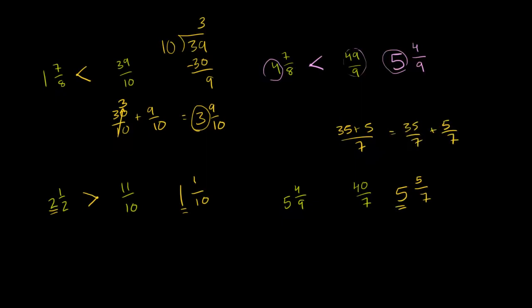This one is interesting because we have the same whole number out front on our mixed numbers, 5 versus 5. So now we actually do have to pay attention to the fractional part of our mixed number. We essentially have to compare 4/9 to 5/7. And there's a couple of ways to do this. You could get them to have the same denominator. That's probably the easiest way to do it. So what's the least common multiple of 9 and 7? They share no factors, so really the least common multiple is going to be their product.